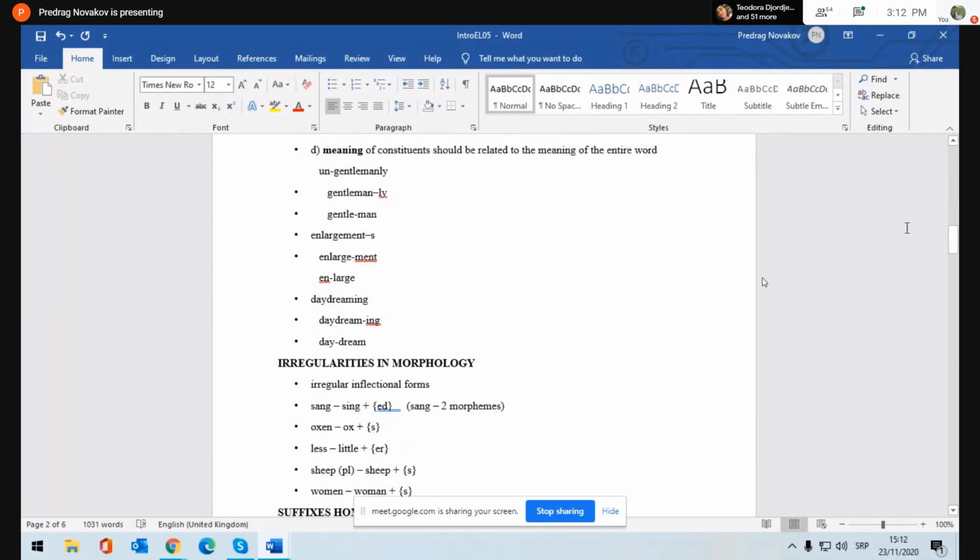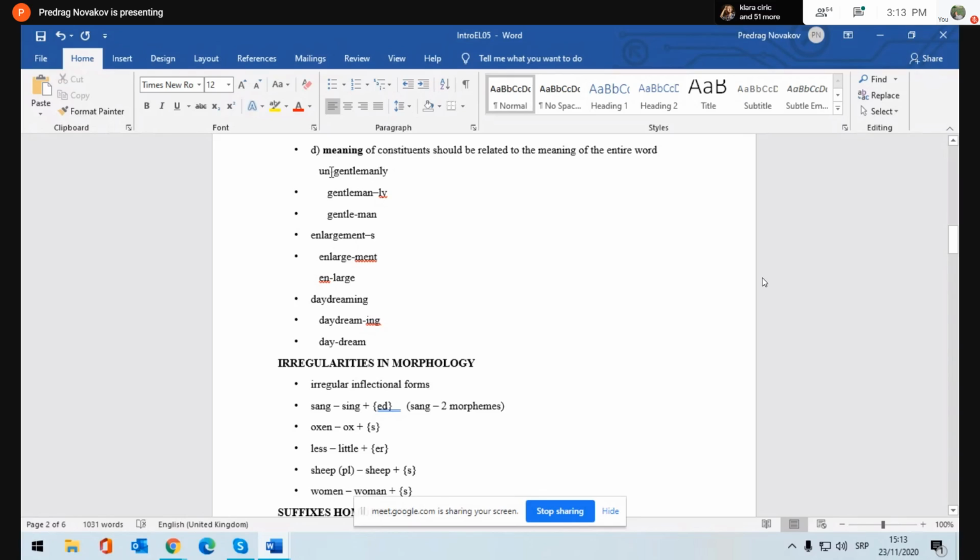Okay? So let's see some of the examples. I think I already gave you an example like ungentlemanly. So first of all, we do not have inflectional suffixes here. We do not have to think about inflectional suffixes. We have a prefix un and gentlemanly. I think we already explained last time why not ungentlemanly: because the word ungentleman does not exist. Meaning should be related. Ungentleman does not exist, okay?